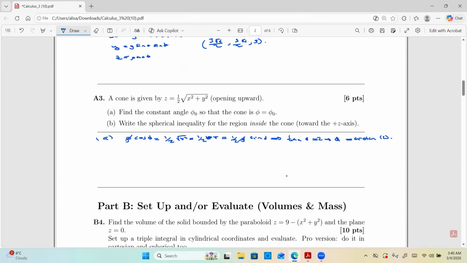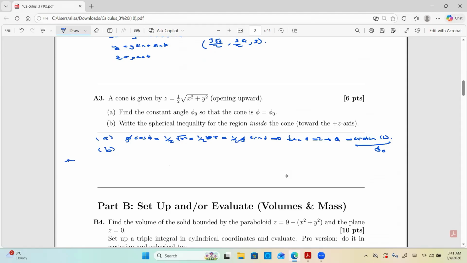So this gives you the phi sub 0, or phi naught. It's literally this thing. And then for part B, you just have to observe that when we speak of spherical coordinates, we're making an angle, especially when we're talking about a cone centered at 0, like this one. The thing you need to remember here is that phi is the angle we make with the z-axis.